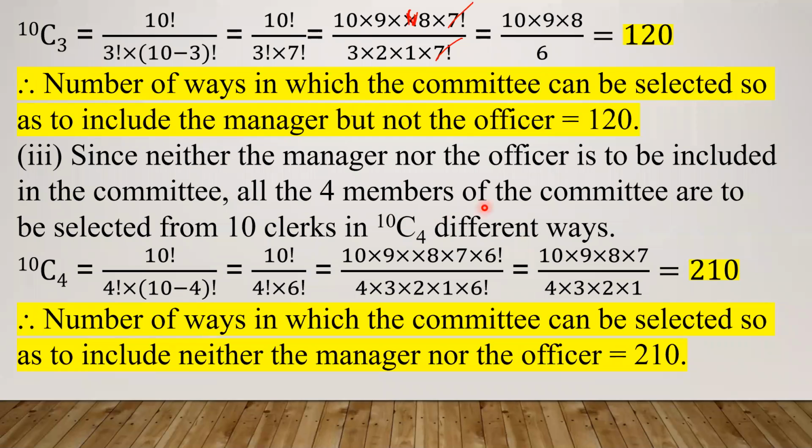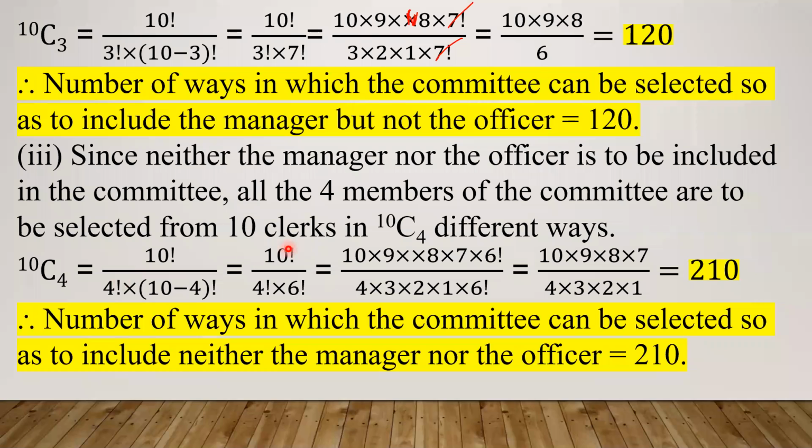Okay. So since neither the manager nor the officer is to be included in the committee, all the 4 members of the committee are to be selected from 10 clerks in 10C4 different ways. Now calculate the value of 10C4, like how we have done in the previous steps. So what is 10C4? It is 10 factorial divided by 4 factorial into 10 minus 4, that is 6 factorial.